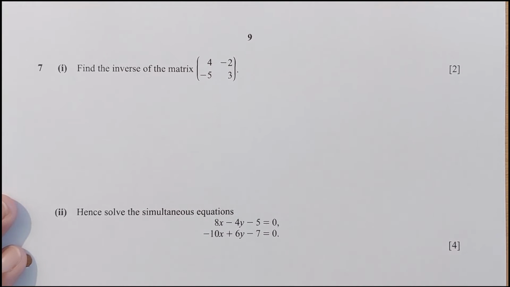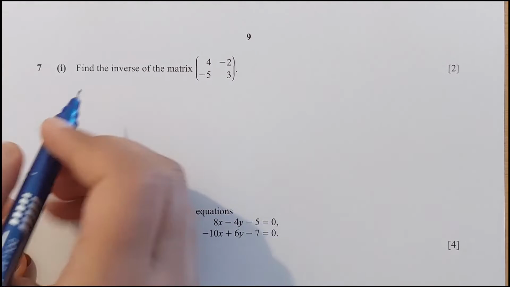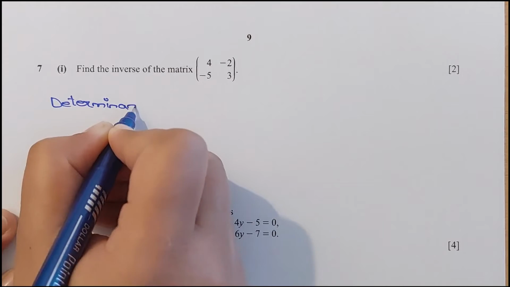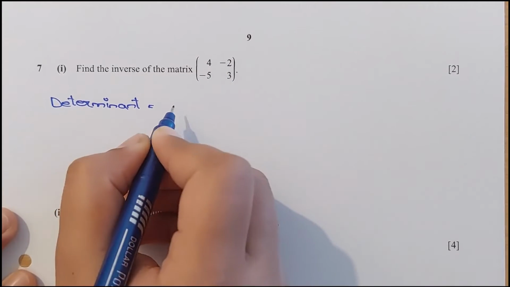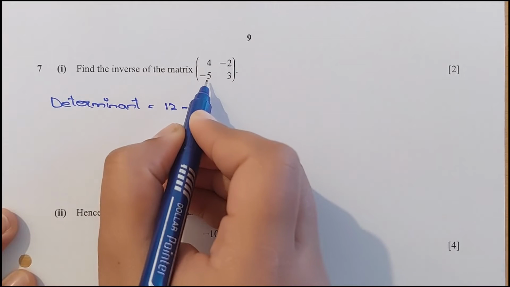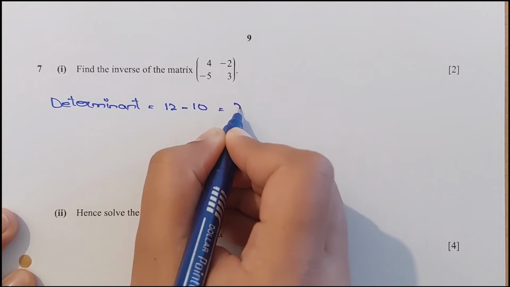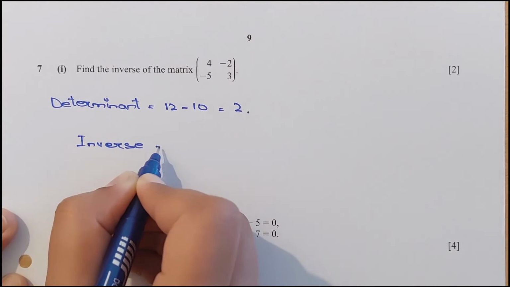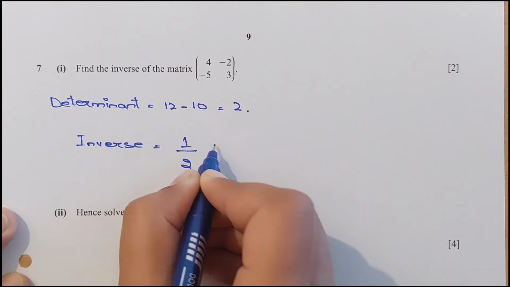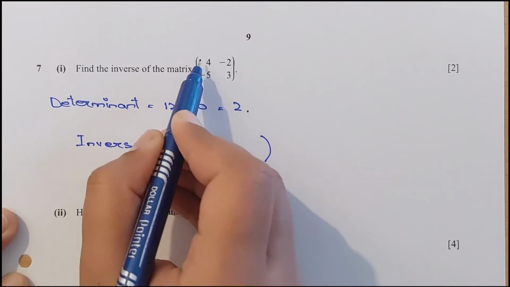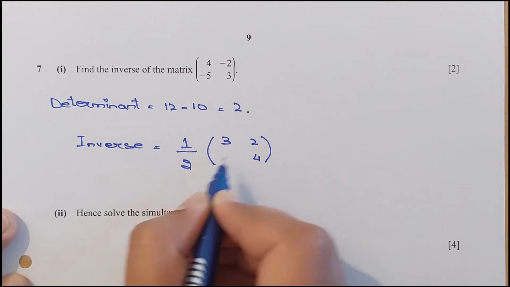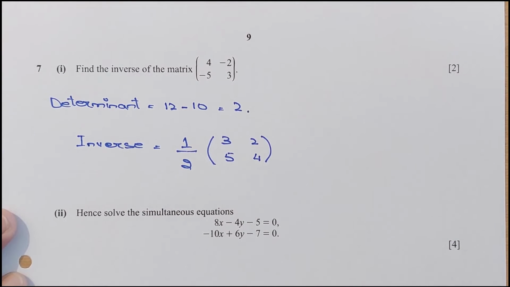Question number 7, part 1, find the inverse of the matrix. The inverse of the matrix is the adjoint of the matrix divided by the determinant of the matrix. So first let me find the determinant. 4 times 3 is 12, minus -2 times -5, which is 10. So this equals 2. So the inverse is 1 over 2 times the adjoint. For a 2 by 2 matrix, we swap the positions of 4 and 3, so this is 3, 4, and change the signs of -2 and -5, so this is 2 and 5. So this is the inverse matrix.